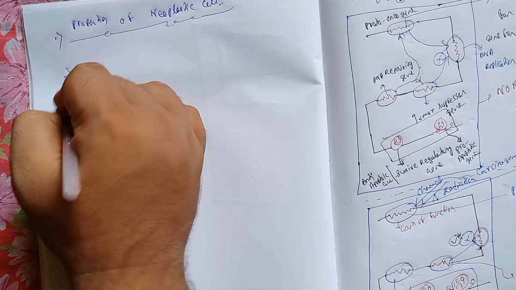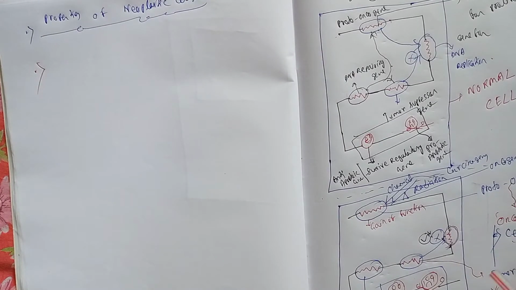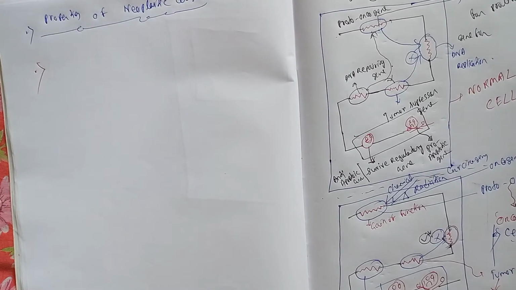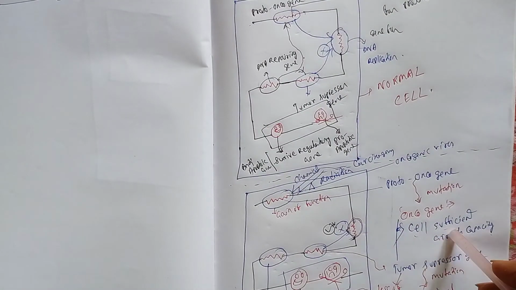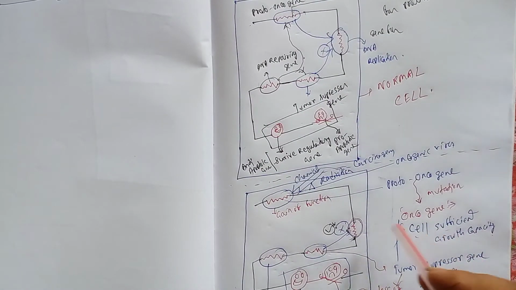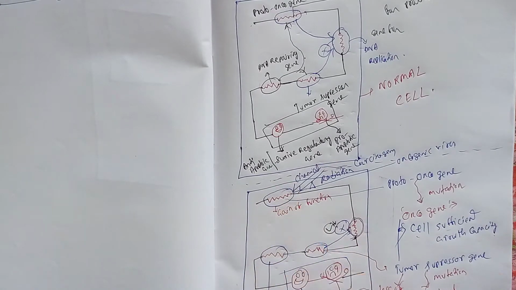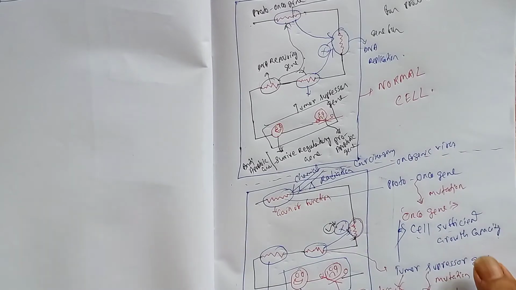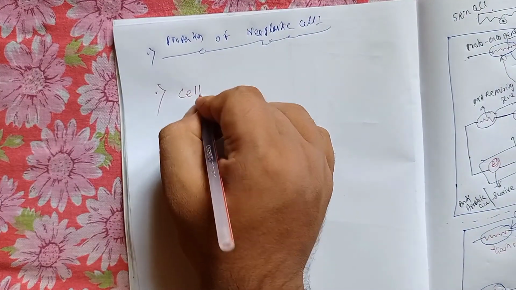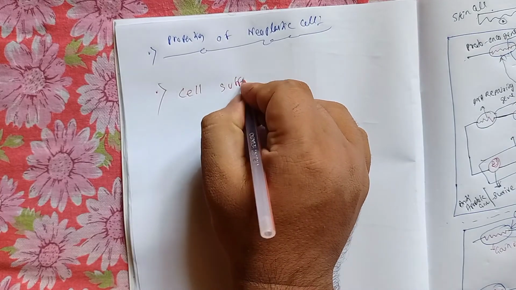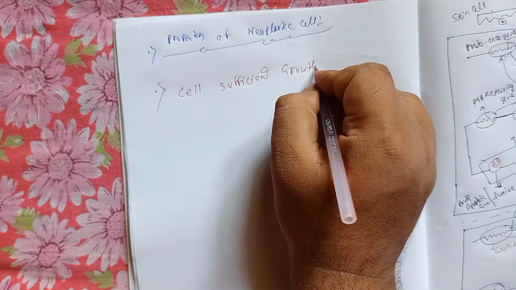See guys, first what will be there? I just said the cell self-sufficient growth capacity. That means whenever there is mutation within these genes, they will have such capacity to divide further and further. Okay, so first point, cell self-sufficient growth capacity.